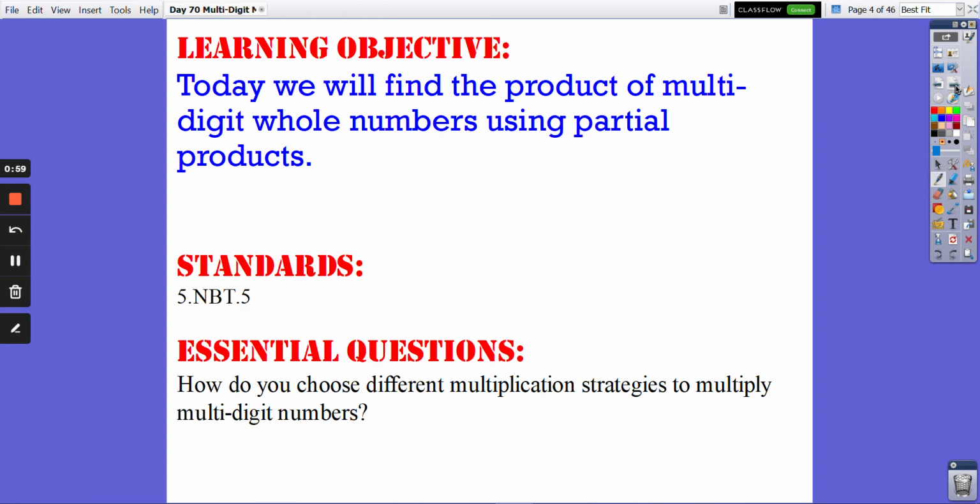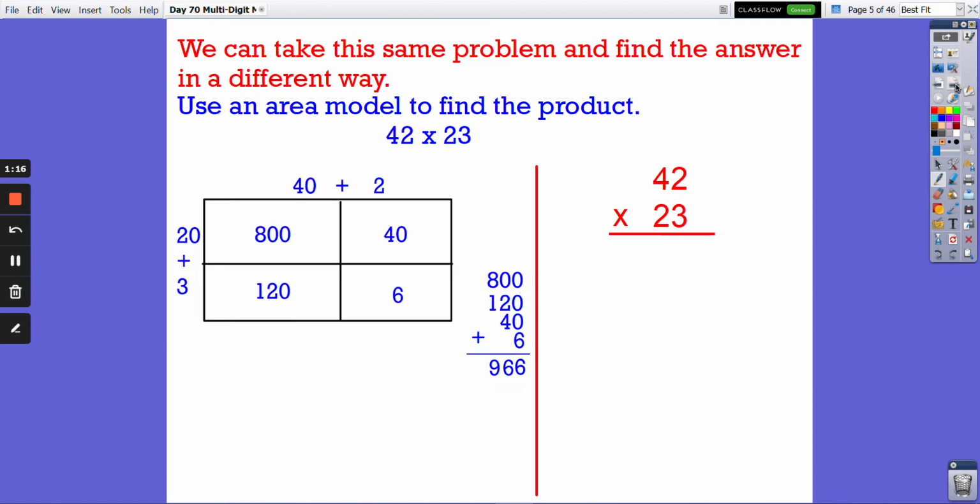All right, today we will find the product of multi-digit whole numbers using partial products. Now, you remember from earlier in the year when we did a single digit times multiple digit numbers, that partial products and area models were super closely related, right? They were very, very similar. They simply looked a little different. So here's that problem done in an area model. We're going to look at that same problem just using those partial products in a different way.